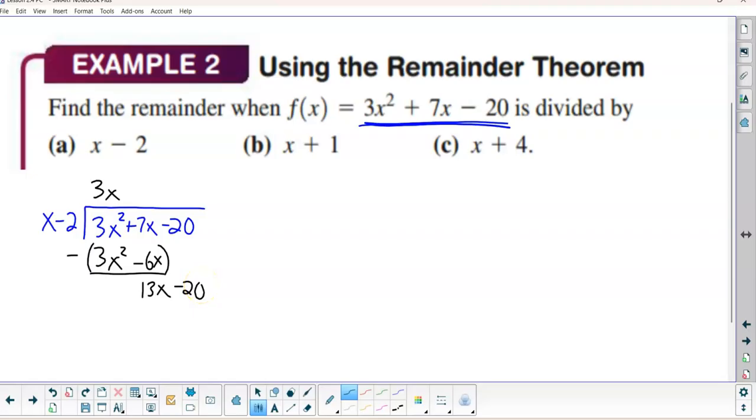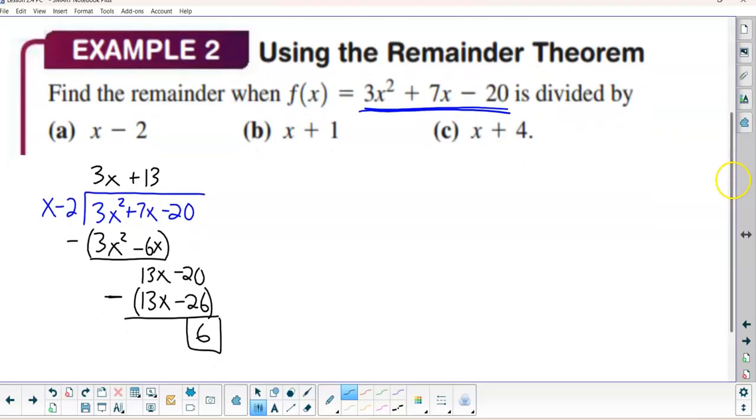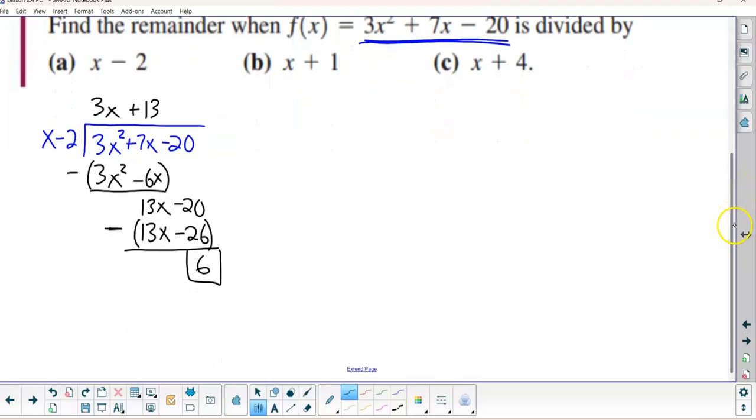Bring down the negative 20. We put a 13 on the top. Multiplying that gives us 13x minus 26. Subtract, and we get a positive 6. So this is the remainder when we take that second degree polynomial and divide by x minus 2. But using the remainder theorem, it simply says that if you're dividing by x minus 2, you can find the remainder by just putting 2 into the function.